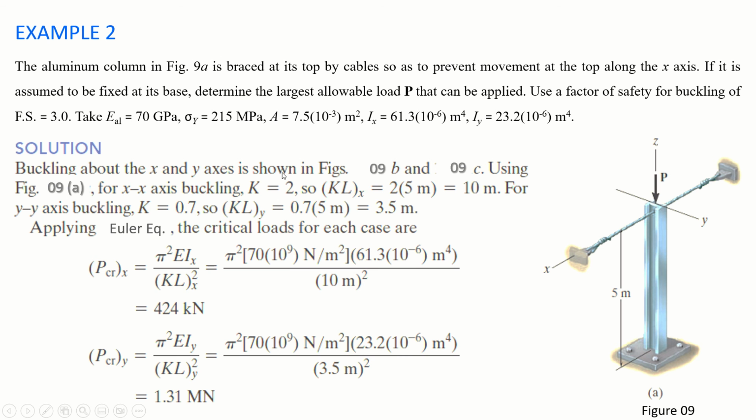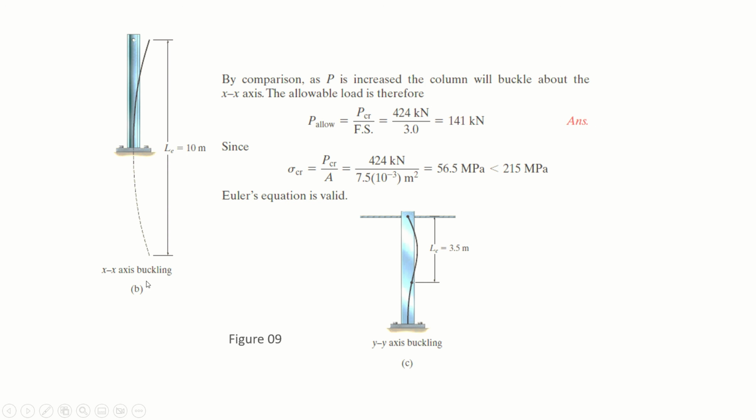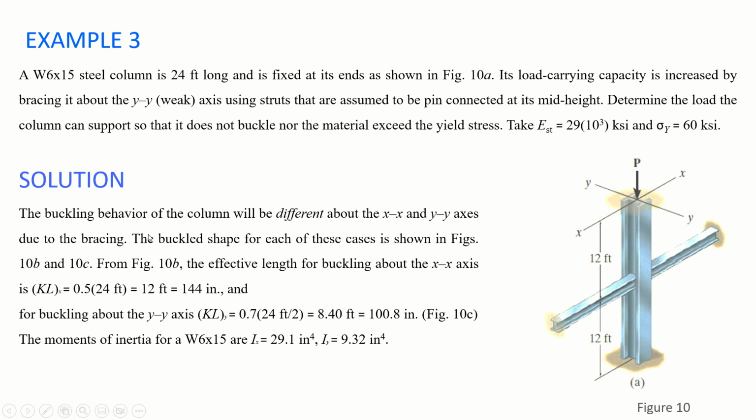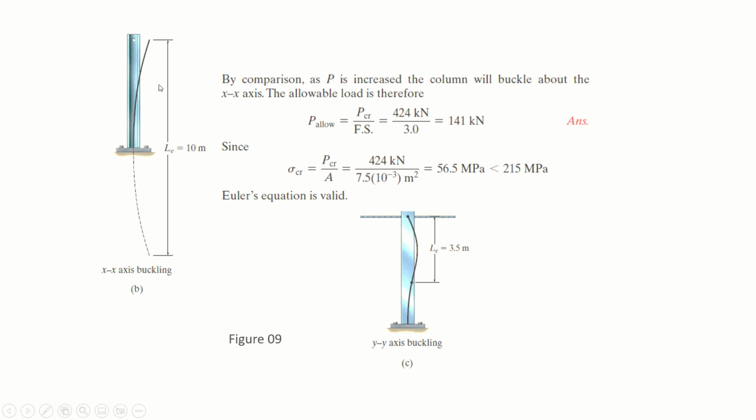Now buckling about x and y axis is shown in figures 9b and 9c. This is about x axis, right? Because along x axis, about x axis, sorry, it will buckle like this. This top end is free and the bottom is fixed, and in order to complete the curve we have to consider it as double the length of the column. So in this direction the LE will be equal to 2L, which gives you 10 meter, and about y-axis it is fixed and pinned, so it is 0.7 times the height, which is equal to 3.5.